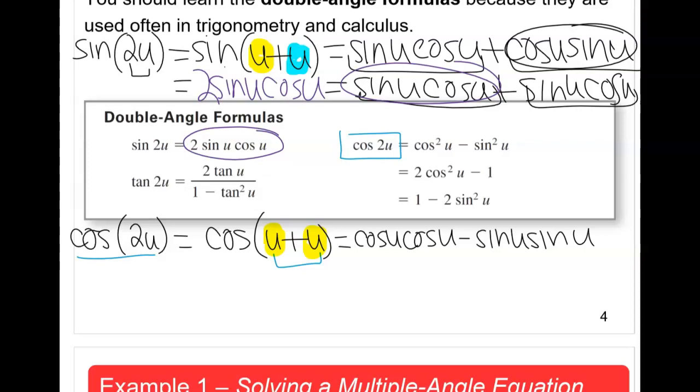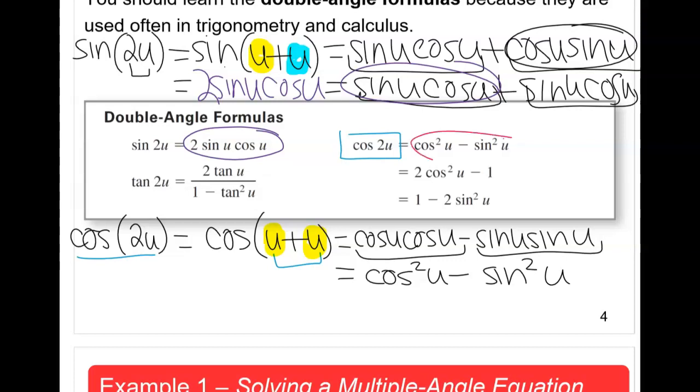So at this point, if we go ahead and carry out the multiplication here, we will have cosine square of u minus, and if we multiply sine of u times sine of u, it will be sine square of u. And that you can see here.